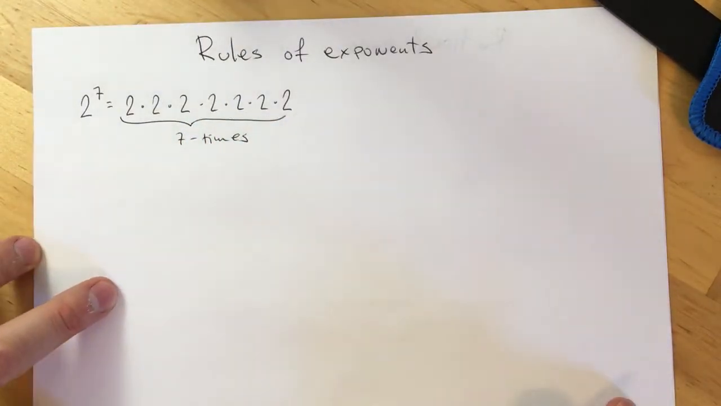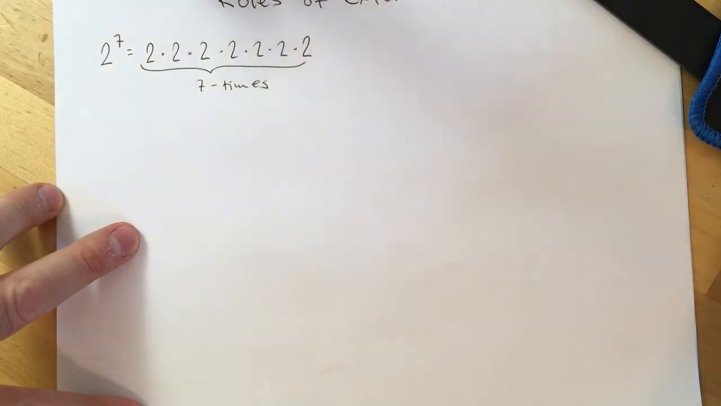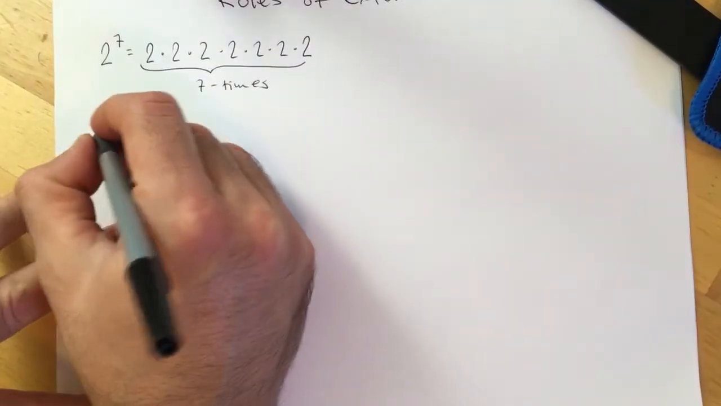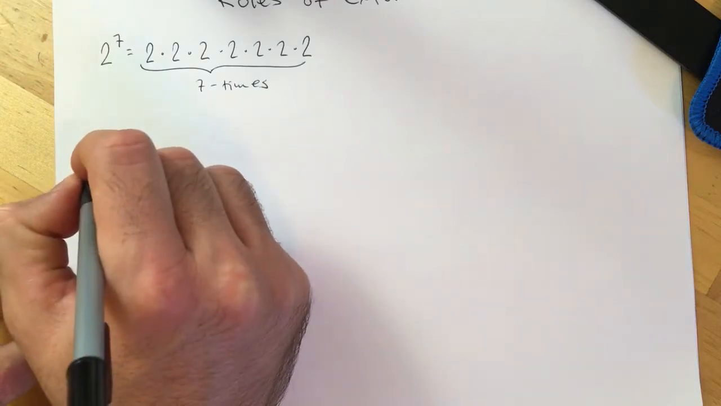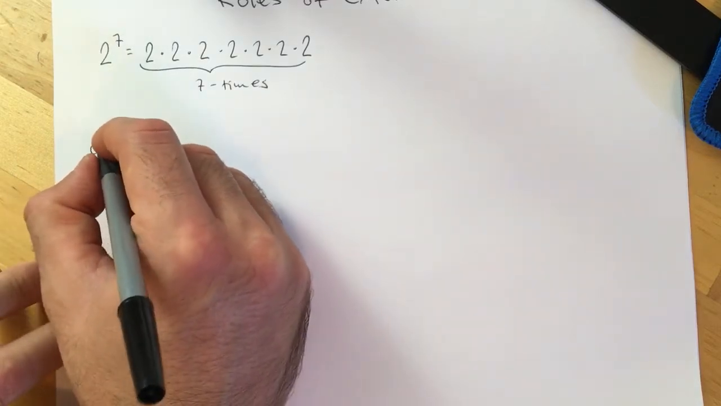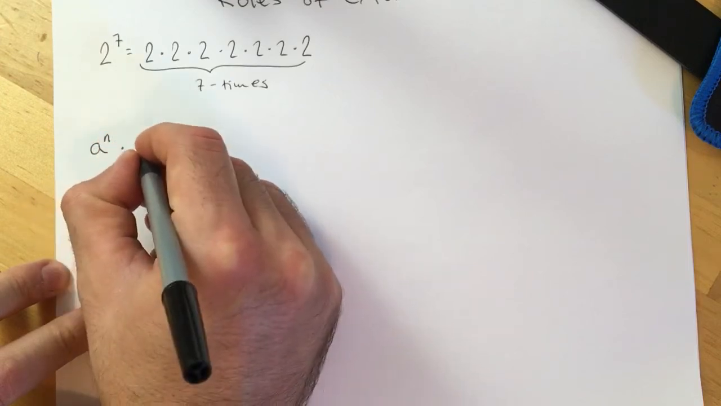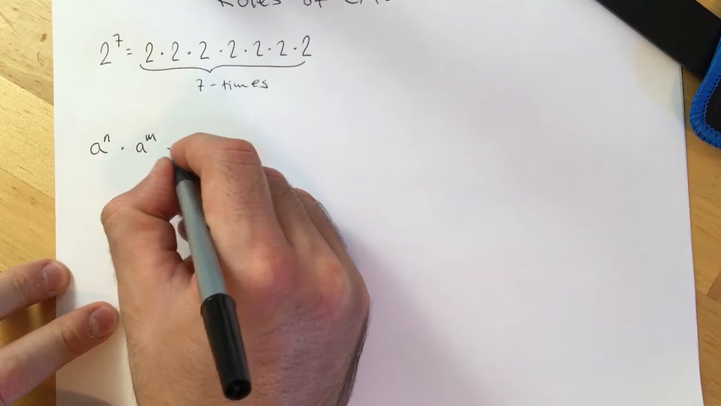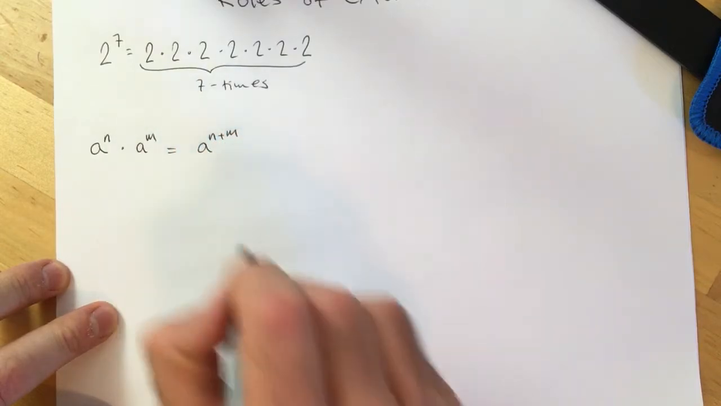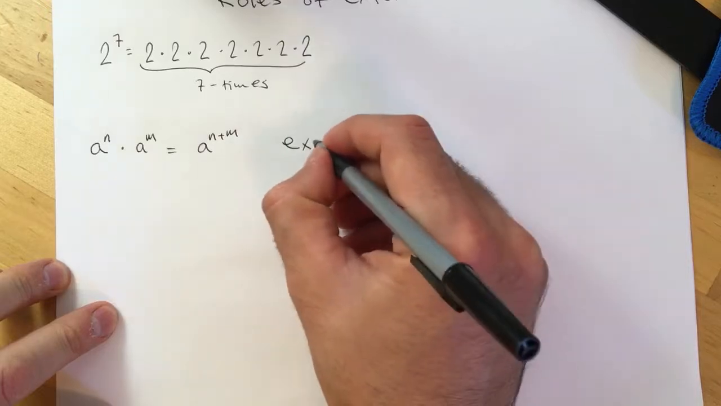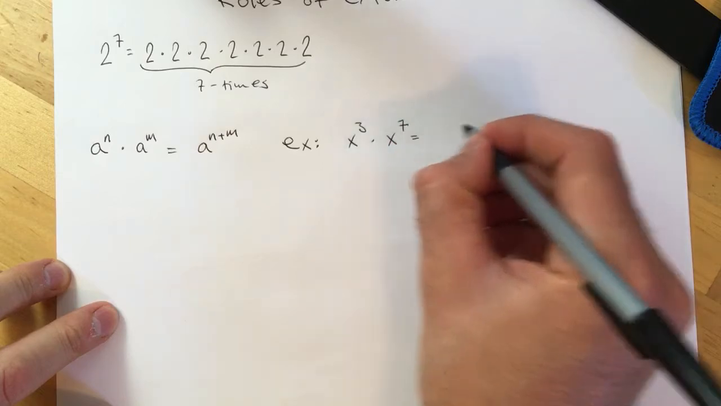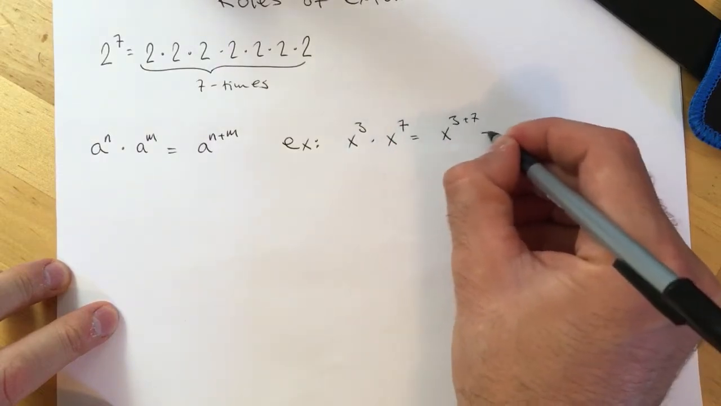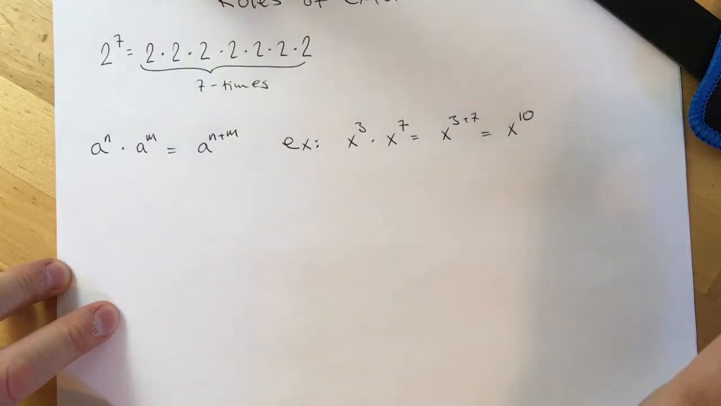Okay, so if we generalize this a little bit more, we can arrive at rules of exponents that I'm not going to prove here, just list them. Okay, so if you have any number a and then positive integers n and m, a to power n times a to power m is equal to a to power n plus m. Okay, so for example, x to power 3 times x to power 7 is equal to x to power 3 plus 7, that's x to the power of 10.